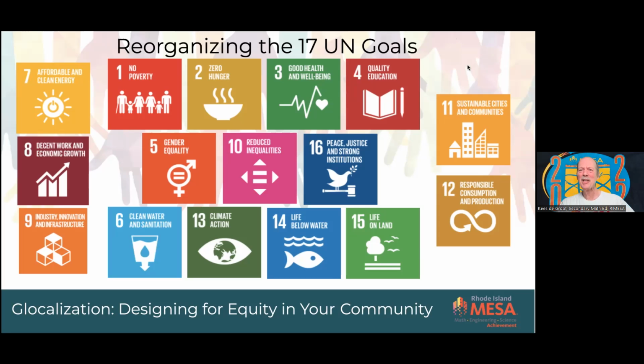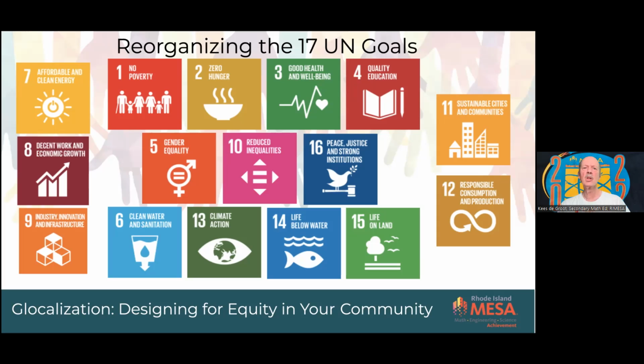On the right, there's a smaller cluster: sustainable cities and communities, and then responsible consumption and production. For example, for sustainable cities in Providence, there's a lot of exploration of what's called vertical and urban farming. And I will give you a couple of examples of that later on.